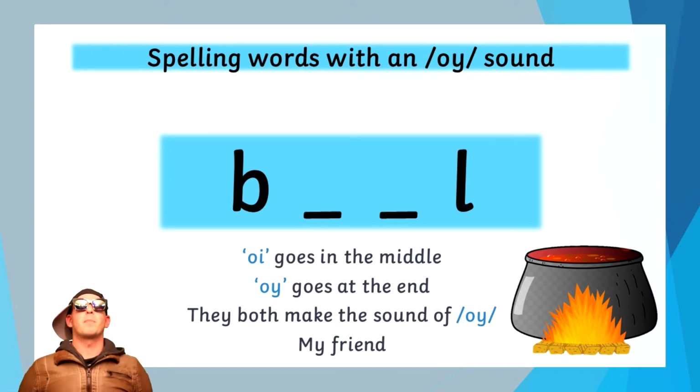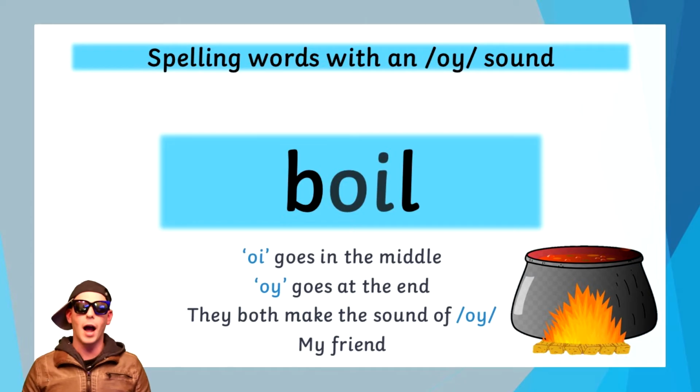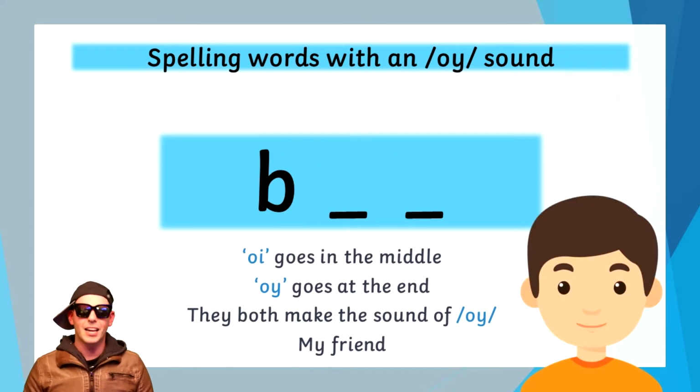Boil. So to spell the word, we start with the letter B. It makes a b sound, but then we get to the oi sound. Do we spell it OI or do we spell it OY? And to answer that question, let's have a look at our spelling rule. It tells us where it goes. OI goes in the middle. So if you hear an oi sound in the middle of the word, most of the time you spell it OI, and that leaves us with the word boil, B-O-I-L.